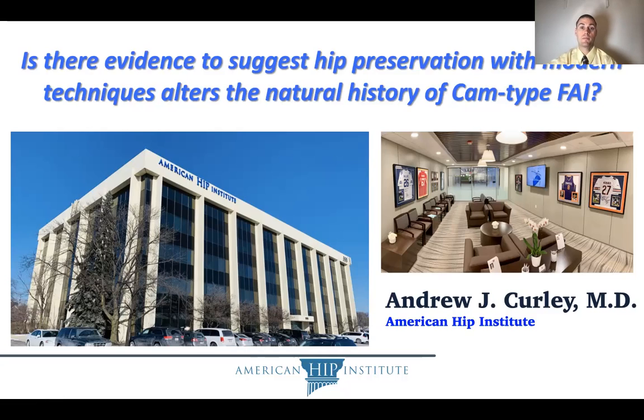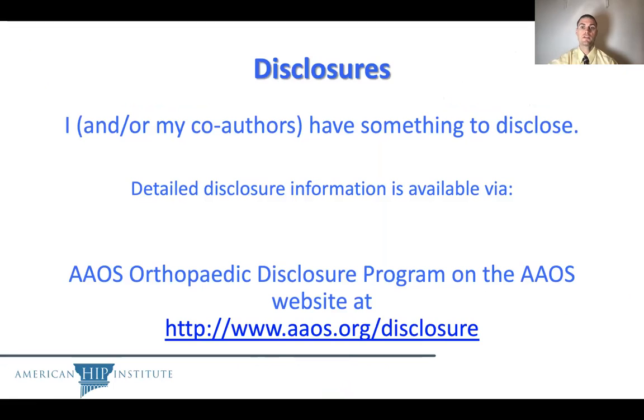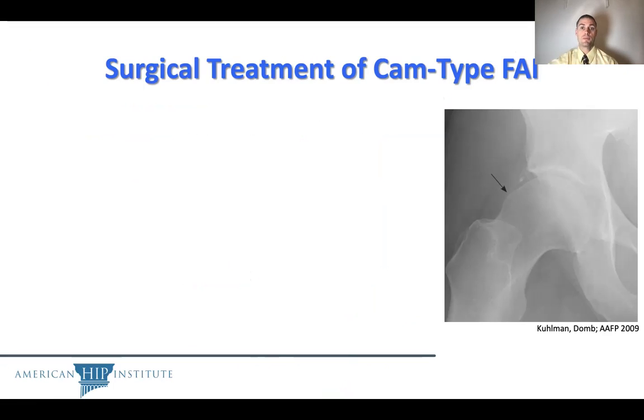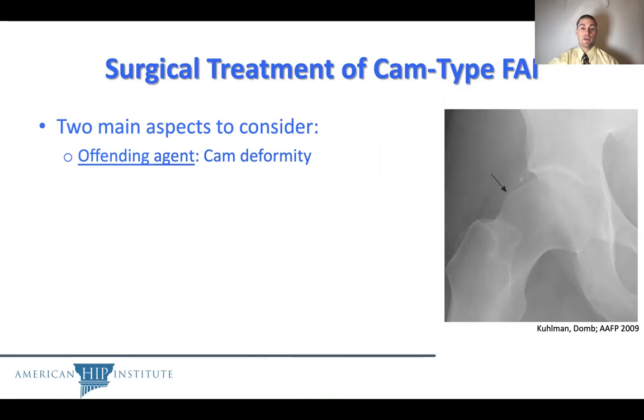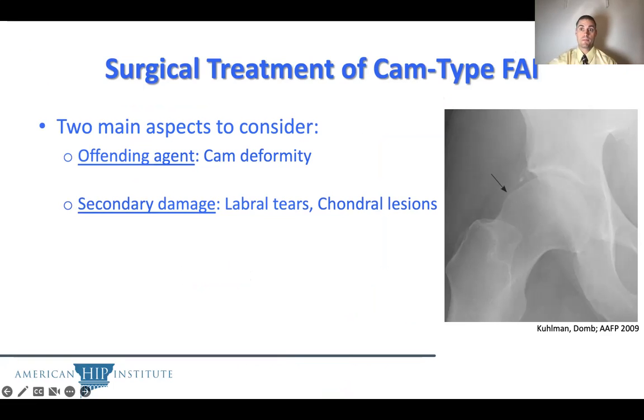Today I'm going to be talking about whether hip preservation with modern techniques alters the natural history of patients with CAM type FAI. Disclosures are on the AOS website. So surgical treatment with modern techniques for CAM type FAI often includes two main aspects to consider. There's the offending agent or the CAM deformity itself, and then there's the secondary damage that results from the CAM deformity, such as labral tears and chondral lesions.